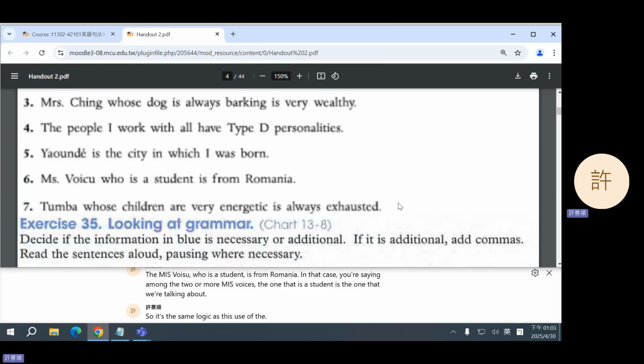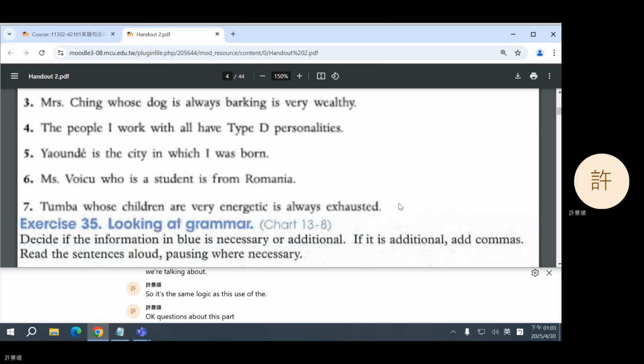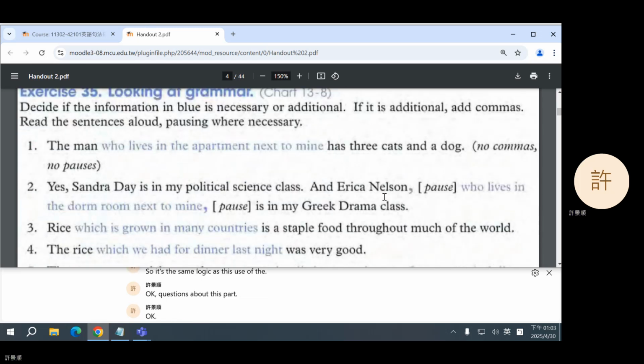Okay, questions about this part? Okay, next part.